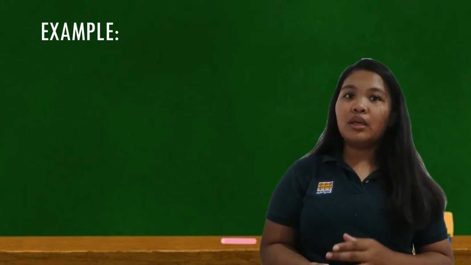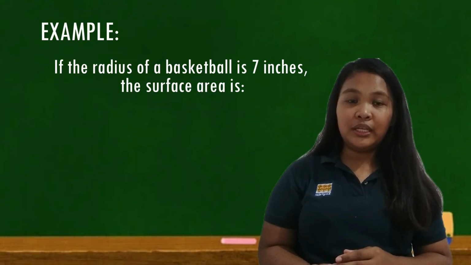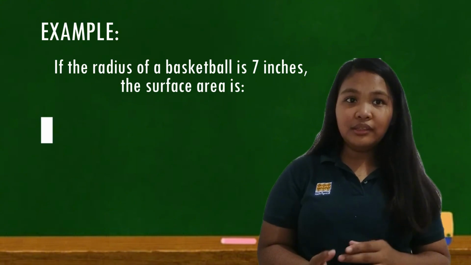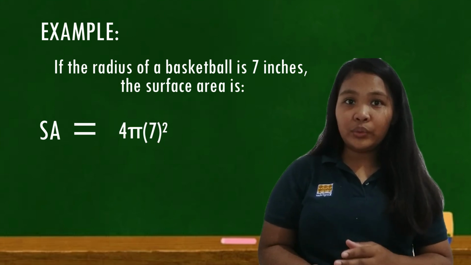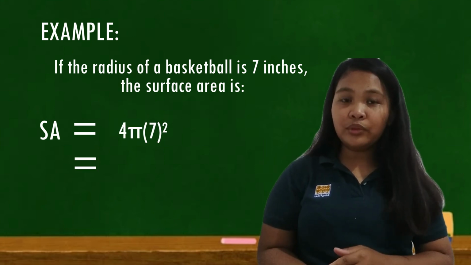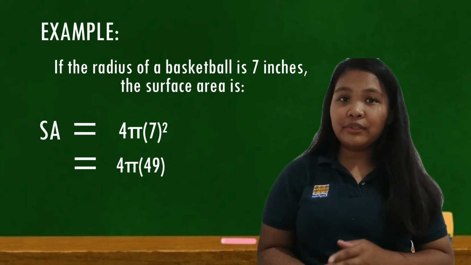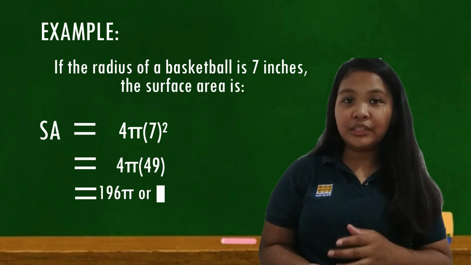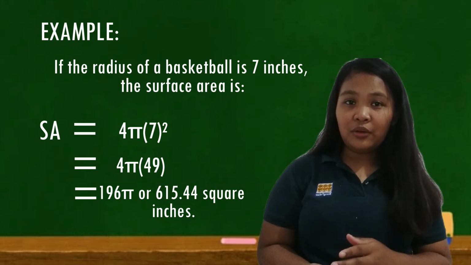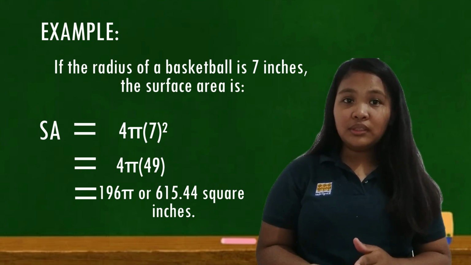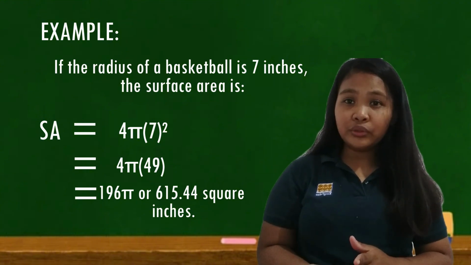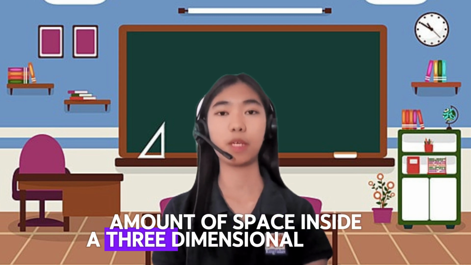For example, if the radius of a basketball is 7 inches, to get the surface area, we have to get the product of 7 squared. Now, we have to multiply 4 times 49 to get 196 pi. Now, if we multiply 196 by pi, we get 615.44 square inches. Volume is the amount of space inside a three-dimensional object.